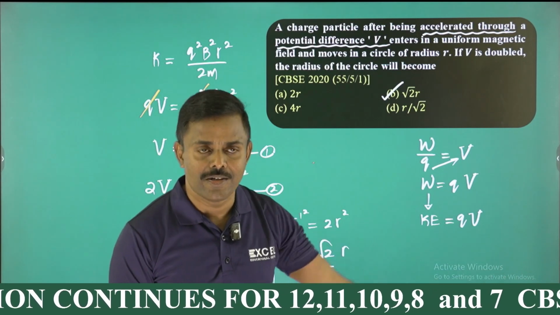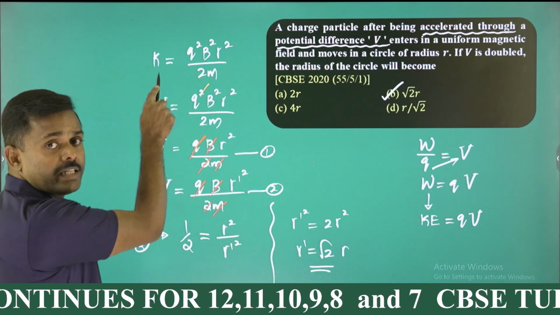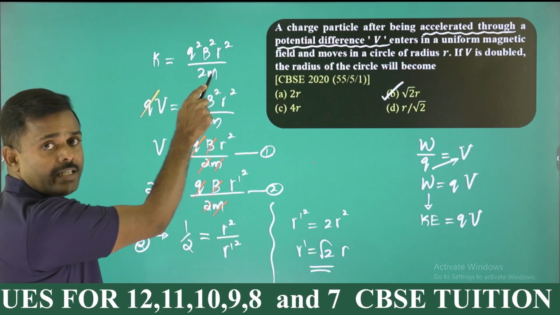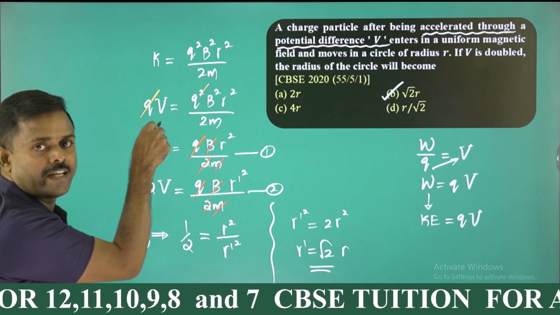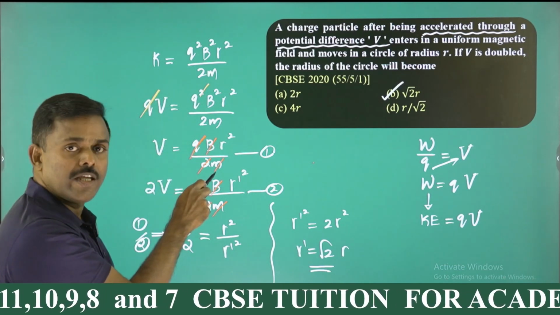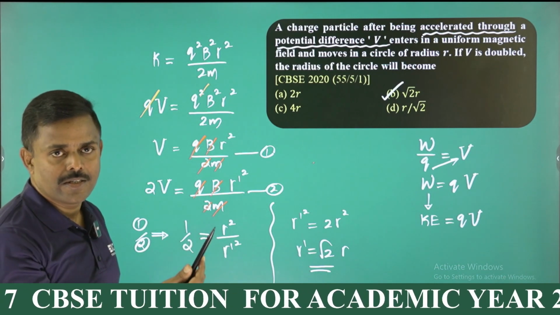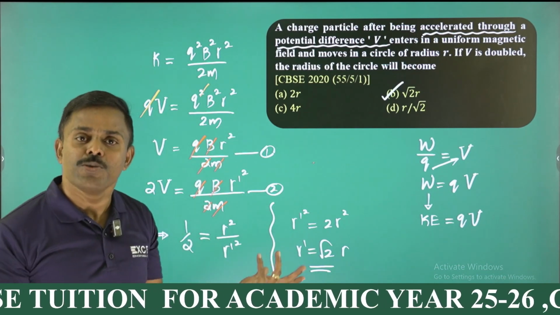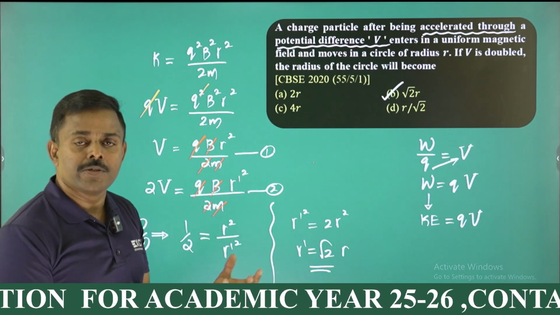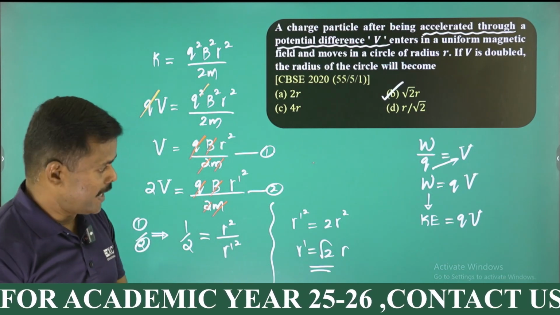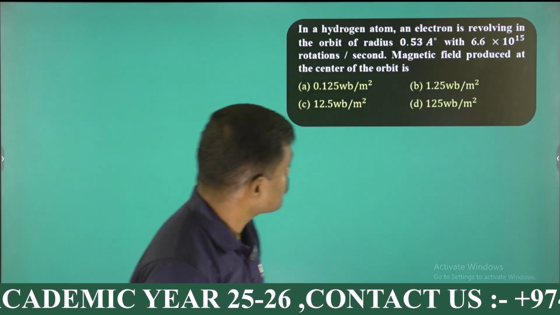is QV. So you put that kinetic energy, the equation for kinetic energy, into that, and you get an equation for V. Then you write the second case, then you just divide them, that's it. We have 2 cases and then 2 equations, and you know what to do. You just have to solve them by dividing. Okay, let's get to the next one.